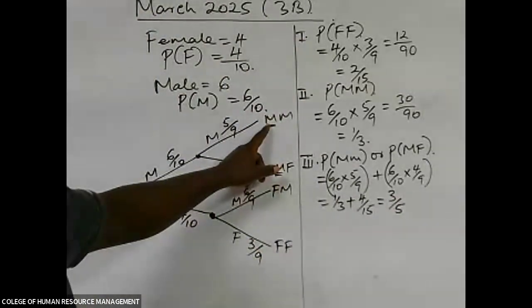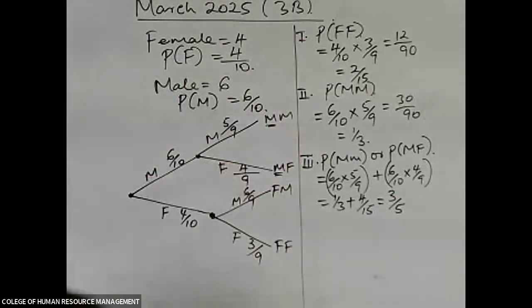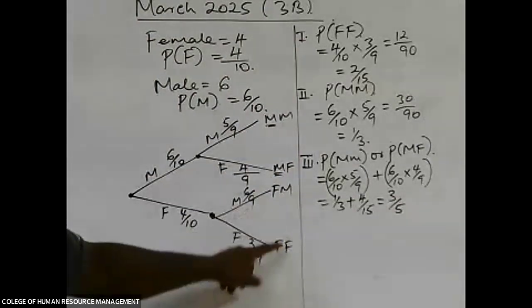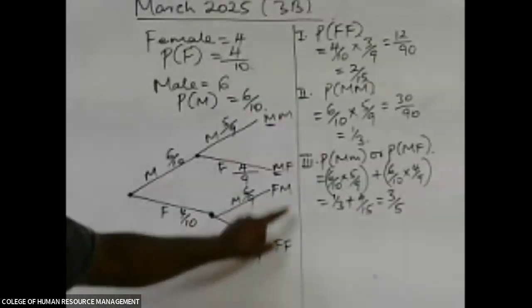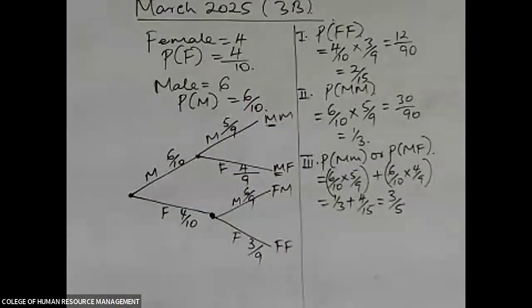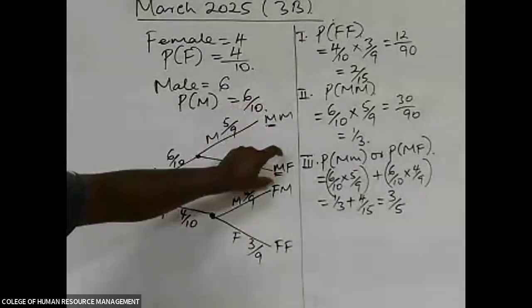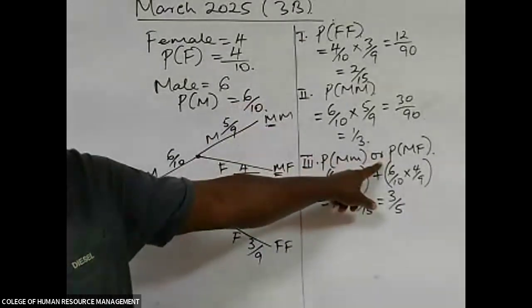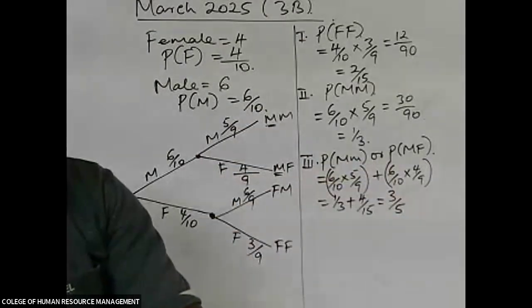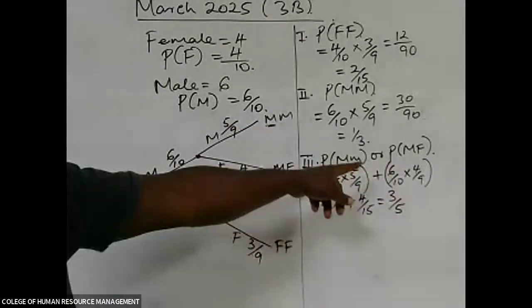It is either the first one is a male, then the second one is a male, or a male, then a female. These two we don't consider, because the first employee to be picked is not a male, it is a female. So only these two will be considered, by the fact that the first one to be picked was a male. So it is either this scenario or this scenario. When we have "or" as the conjunction here, we now use the addition rule.